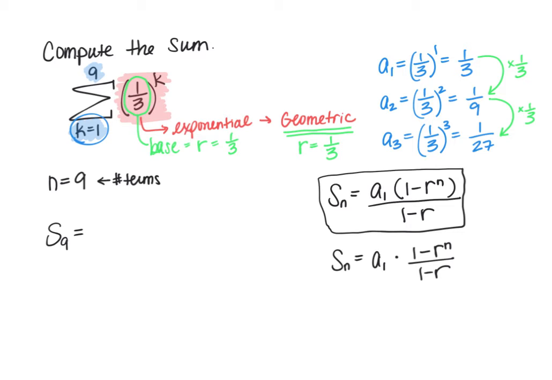So using our formula, s sub 9 will be equal to a sub 1, the first term. A sub 1 is found by plugging in 1, and we actually already did that over here. When you substitute in 1, you get 1/3. So the first term is 1/3 times 1 minus r, the common ratio, which is also 1/3, raised to the 9th power, since we're summing up 9 values, divided by 1 minus 1/3.